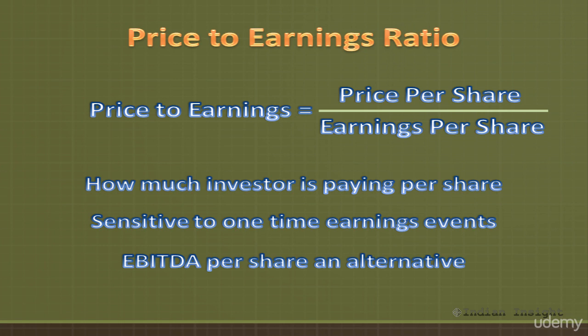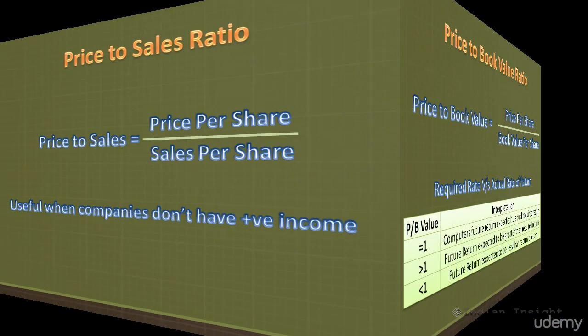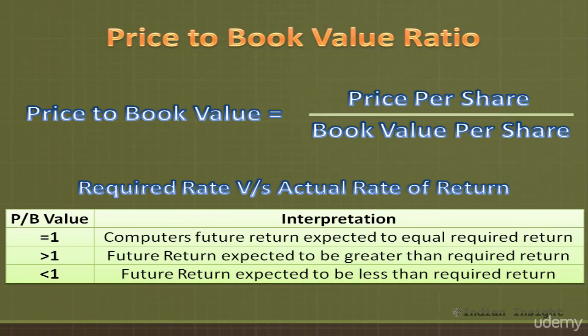Then another common ratio that is used is the price to sales ratio. The price to sales ratio is calculated by dividing price per share by sales per share. Now this ratio is used as a comparative price metric, especially when a company does not have positive net income, so you cannot use its earnings to calculate the PE ratio. So when you have to compare a company which has no earnings with a company which has positive earnings, you won't be able to use the price to earnings ratio. In some cases, you may still try to make sense of the valuations by looking at the price to sales ratio. Another common ratio is the price to book value.